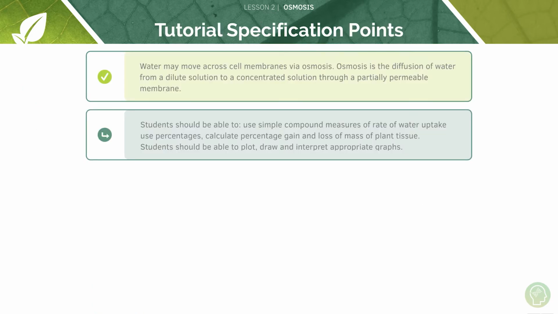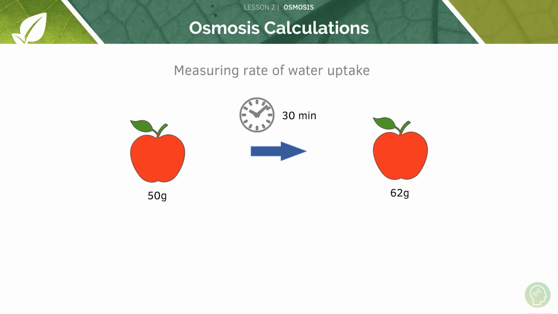Now, moving on to our second specification point, we're going to have a look at some mathsy things. If we want to measure the rate of water uptake, let's have a look at this scenario. We have an apple that weighs 50 grams. We are leaving it perhaps in water for 30 minutes, and we measure its mass after 30 minutes, and we see it's 62 grams. So we want to measure the rate of water uptake. This is a really simple calculation. You've just got to think it through logically.